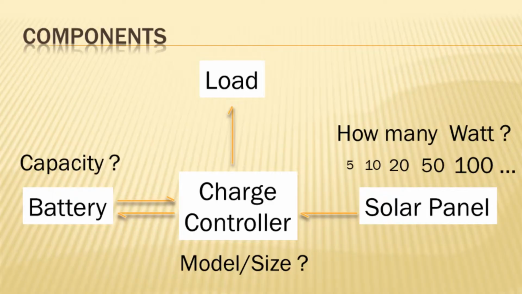This is how a typical photovoltaic system might look like. At the center there is a charge controller and everything is connected to this charge controller. First of all, there is a load. The load is variable, of course, depends on what you want to power. Then there is a solar panel connected to the charge controller and a battery.